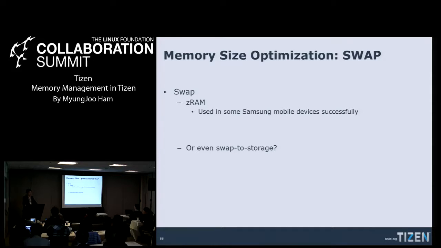We have some limitations in the ARM devices with flash memory, but with the recent devices like eMMC 4.5 or eMMC 5 or even UFS, I think it's possible to use swap to storage.